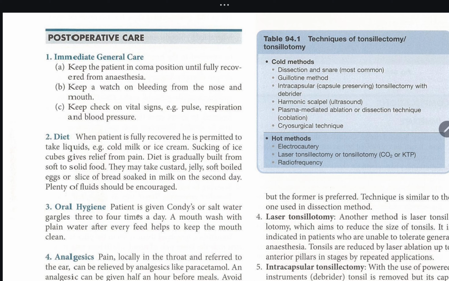Oral hygiene. Patient is given Condy's or salt water gargles 3 to 4 times a day. A mouthwash with plain water after every feed helps to keep the mouth clean.